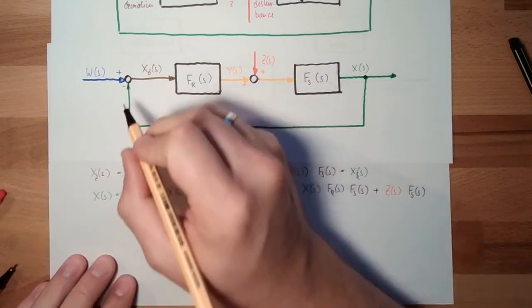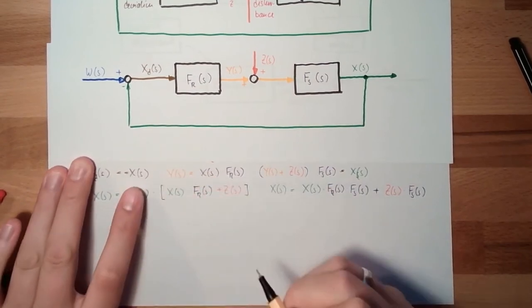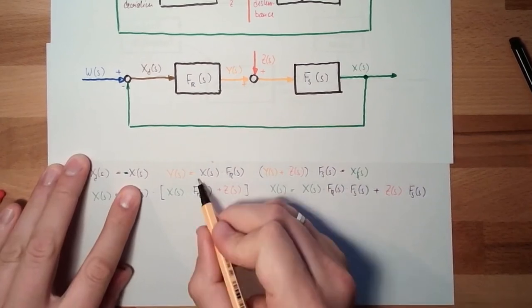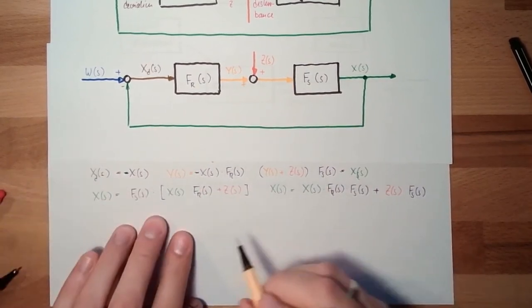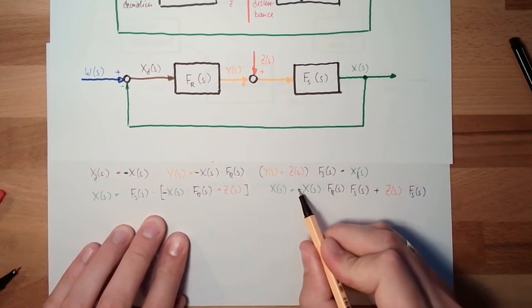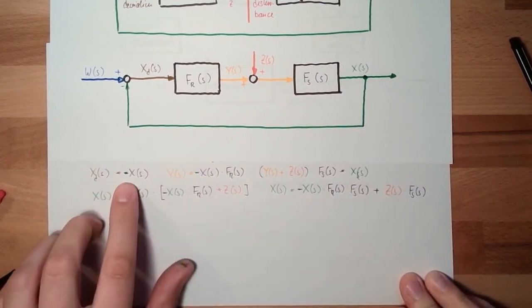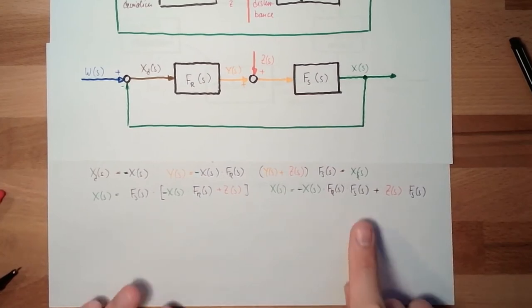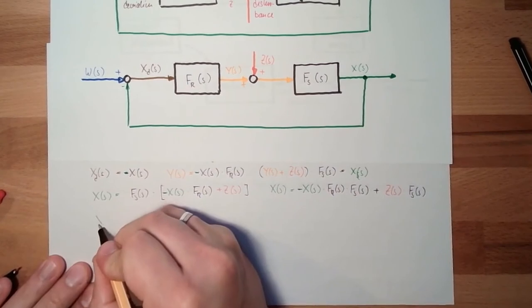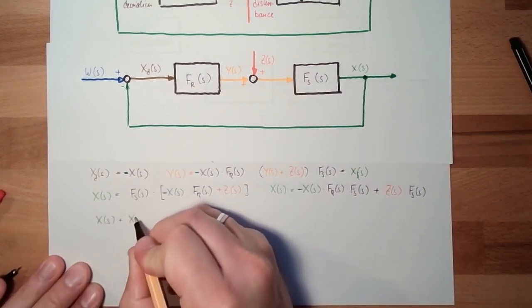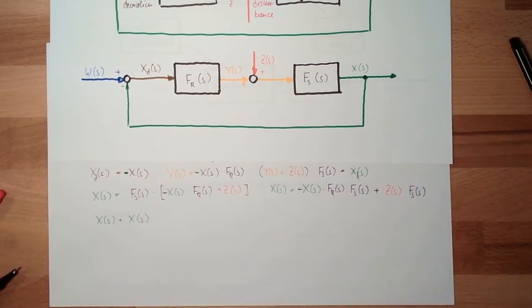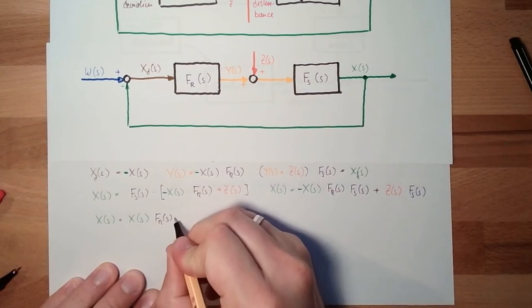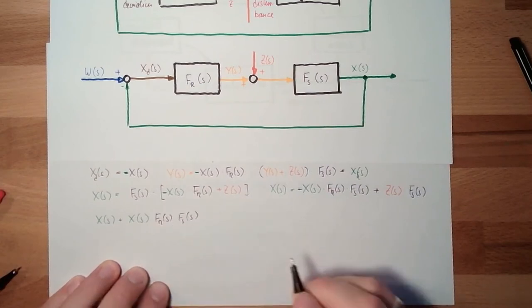I made a little mistake because X from T is actually minus X, because it's minus. This means here we do have minus. Okay, I hope you can follow me. I forgot this minus here. Bring this to the other side. Then it's written X from S plus X from S multiplied by these parts here, FR from S multiplied by FS from S.